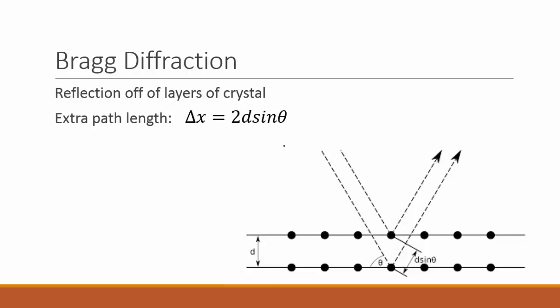So the n lambda part, delta x equals n lambda, that's still consistent for these cases. That's what delta x needs to be for constructive or destructive, where n is going to be integers for constructive and half integers for destructive. What's going to change in each of these situations is what delta x is. So here's what delta x is for Bragg diffraction. Now you could use this, for example, to figure out how far apart atoms are spaced in a crystal.